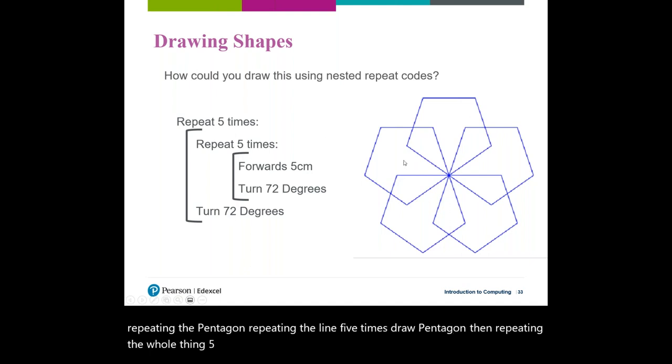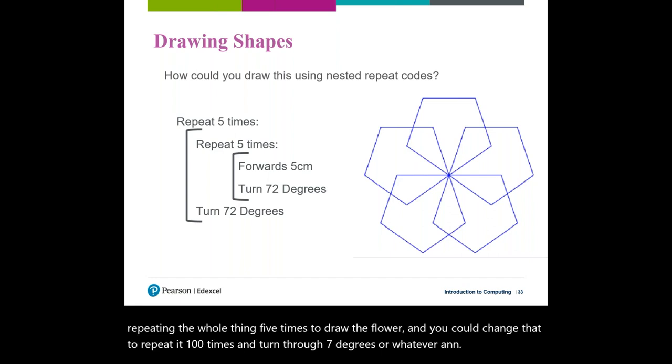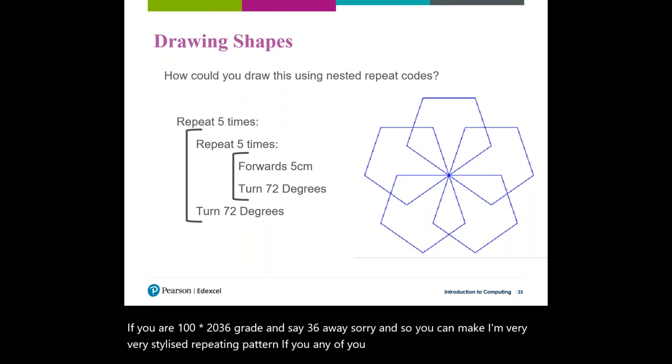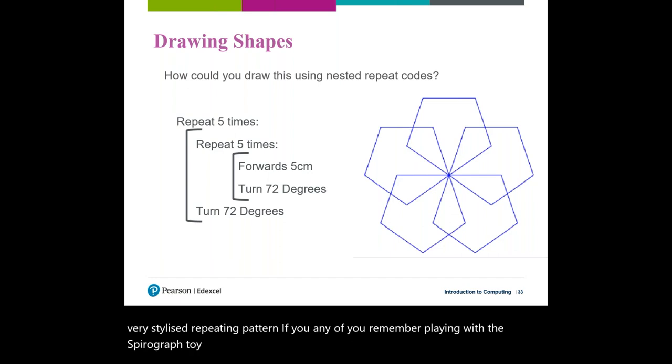You could change that to repeat it 100 times and turn through, say, 7 degrees or whatever. And if you do 100 times, turn through 3.6 degrees, sorry. And so you can make a very stylized repeating pattern. If any of you remember playing with a spirograph toy back in the day, where you've got those repeating circles going round and round and round, it's that kind of thing.